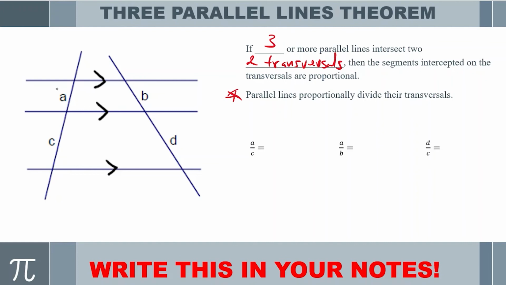So A is to C as B is to D. Or we can go across. A is to B as C is to D. Now we went from left to right, but we can also go from right to left. D is to C as B is to A. Okay, so let's see how these look with a couple examples.